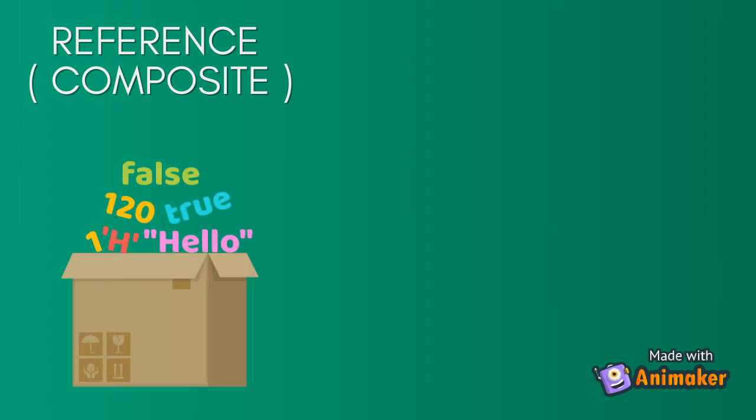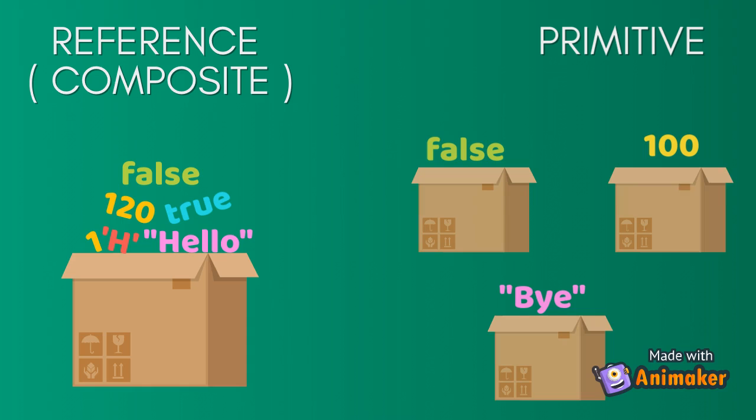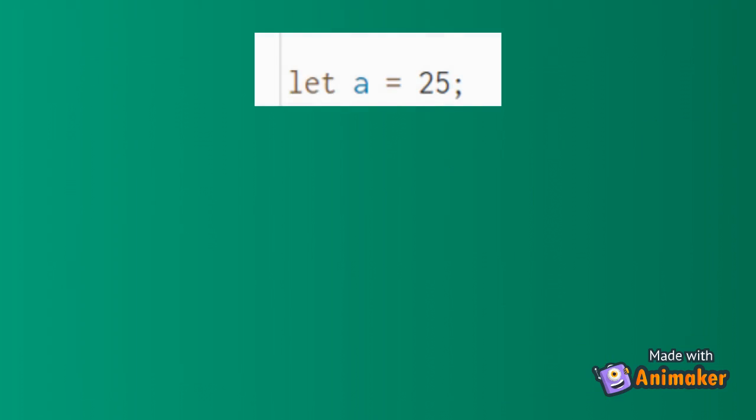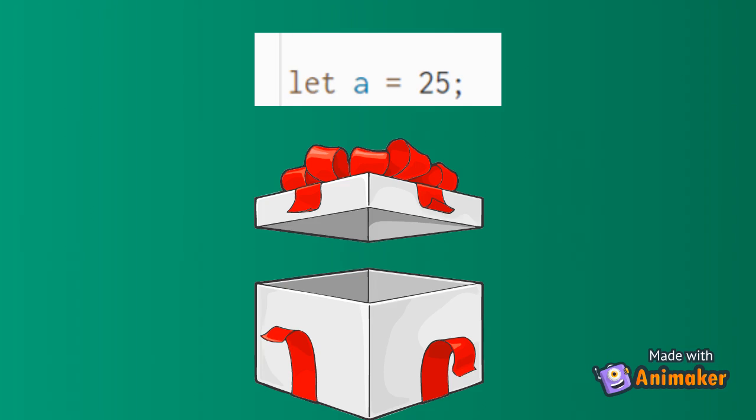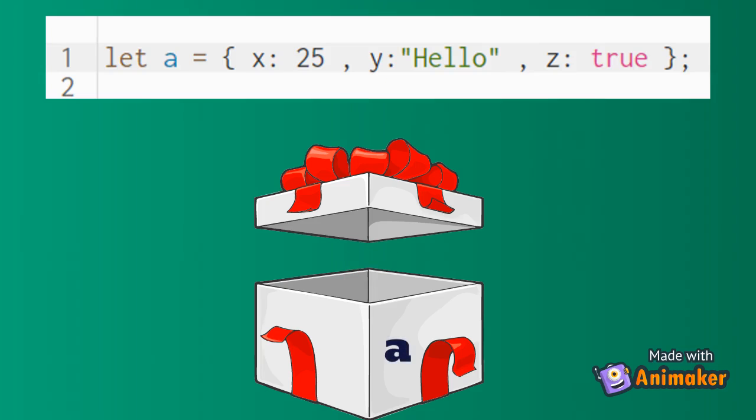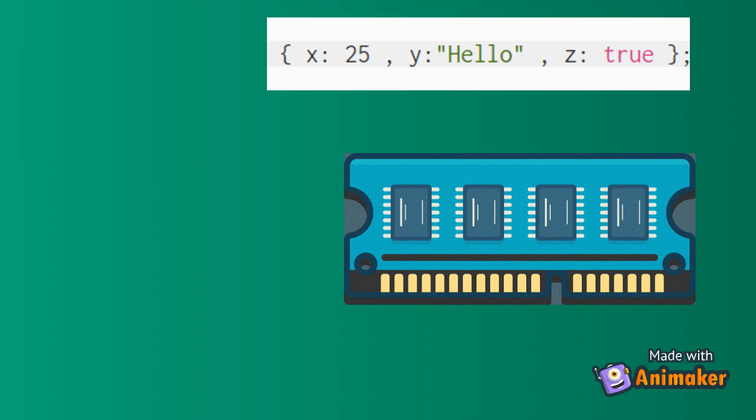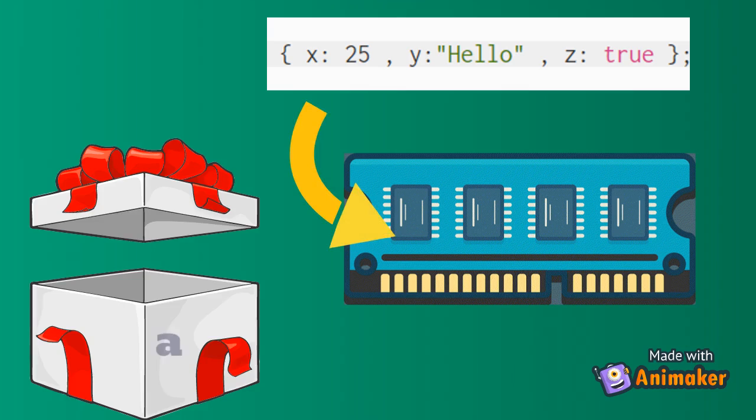Composite data types can hold a collection of values and more complex data, whereas these primitive ones can hold just one single value. And also they store the values directly. For let a equals 25, the variable a will store the number 25. But in case of reference data types, variables don't store the actual data. They only store the object's location in memory, which means the object is stored somewhere in the computer's memory, and the variable will store the memory address of that object.